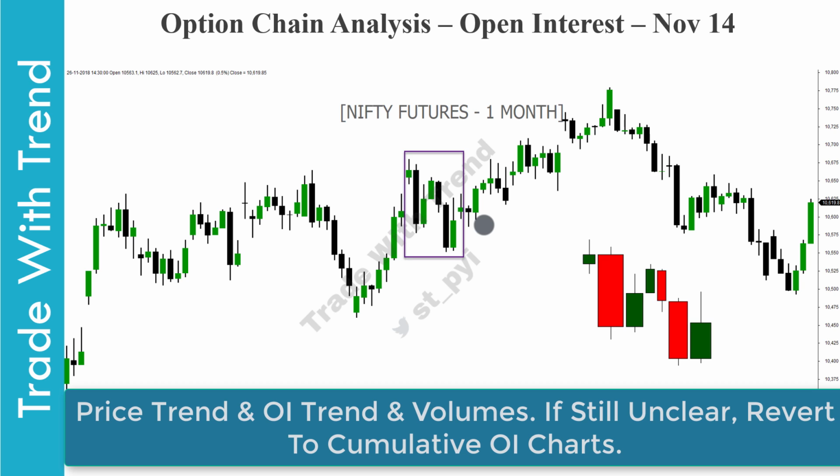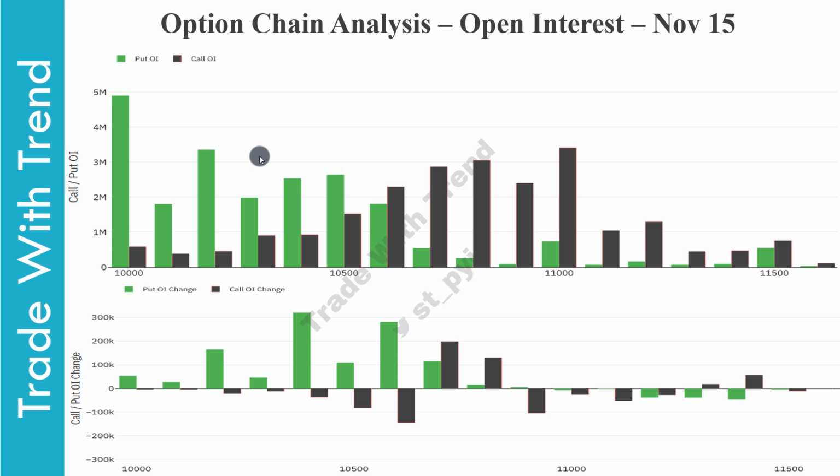So let me repeat, check price analysis and then look at open interest analysis. If you cannot draw any conclusion, check the cumulative open interest chain chart. There's one key element missing here, and that is implied volatility, but I will come to that towards the end of this video. This is the open interest snapshot of November 15th.